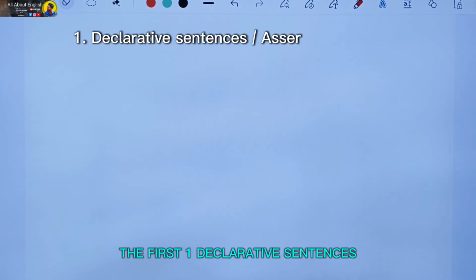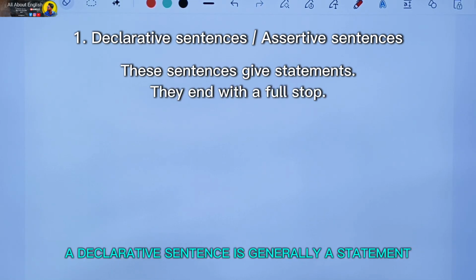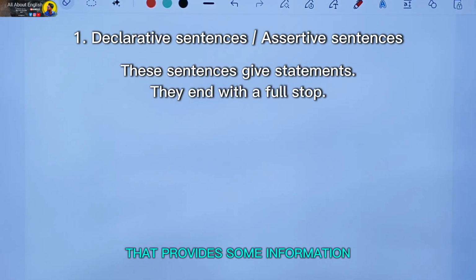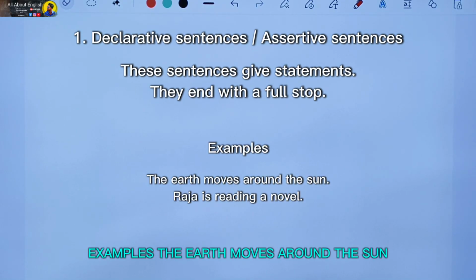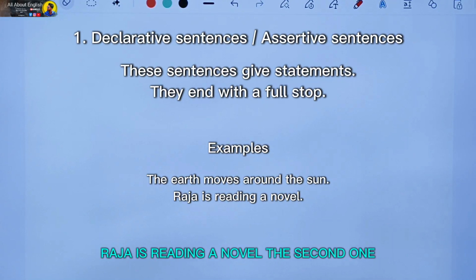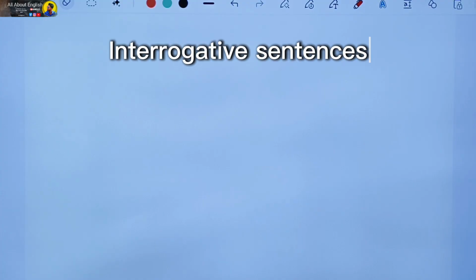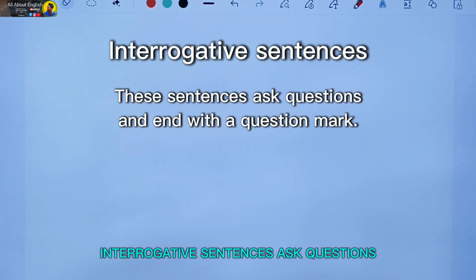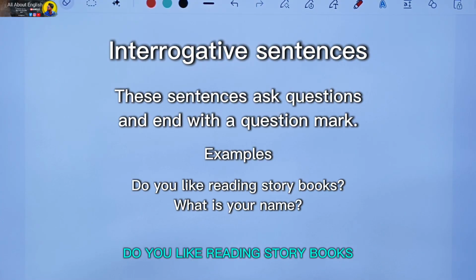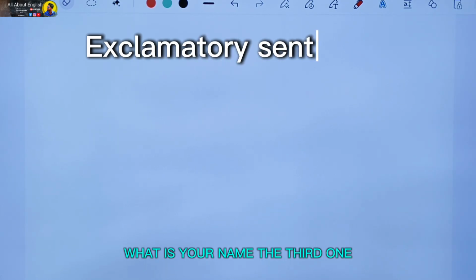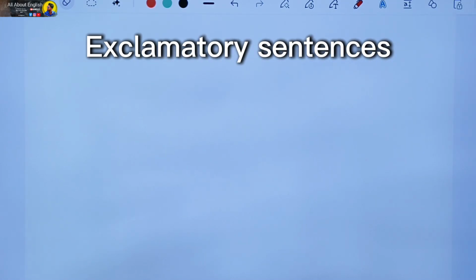The first one, declarative sentences. A declarative sentence is generally a statement that provides some information and ends with a full stop. Examples: The earth moves around the sun. Raja is reading a novel. The second one, interrogative sentences. Interrogative sentences ask questions and end with a question mark. Examples: Do you like reading storybooks? What is your name?